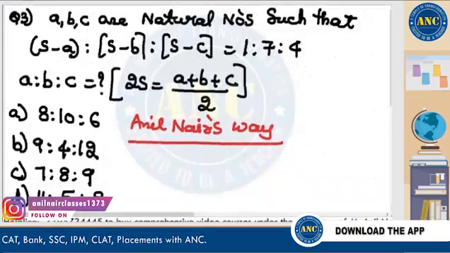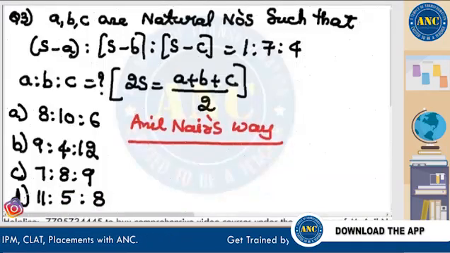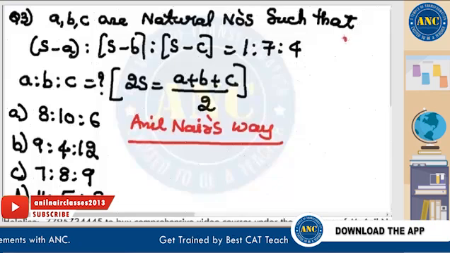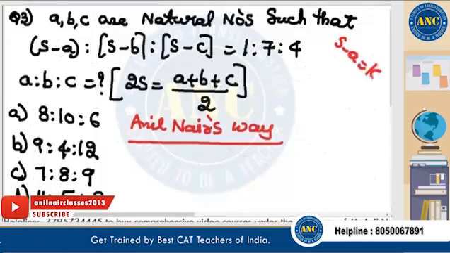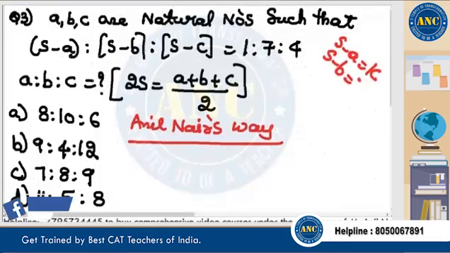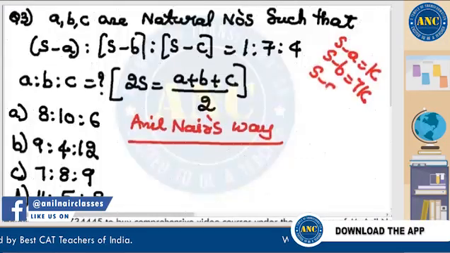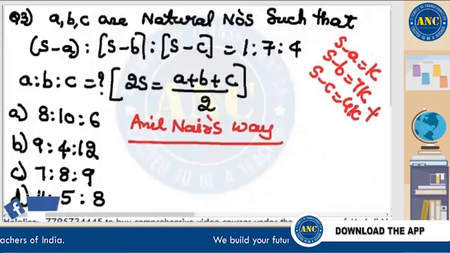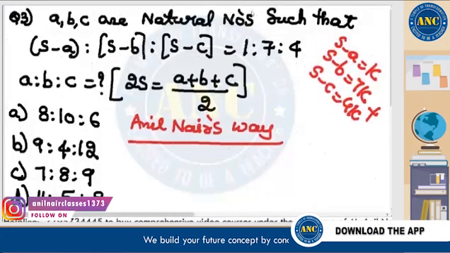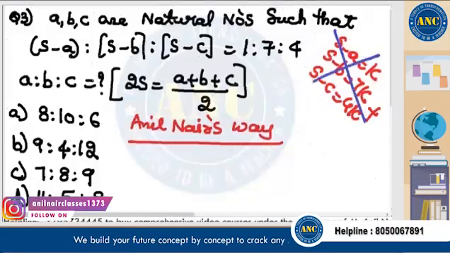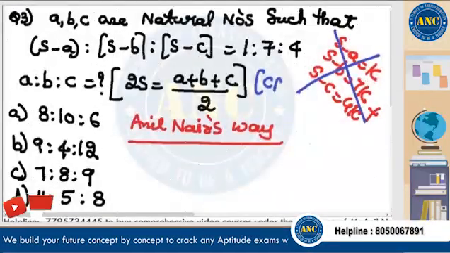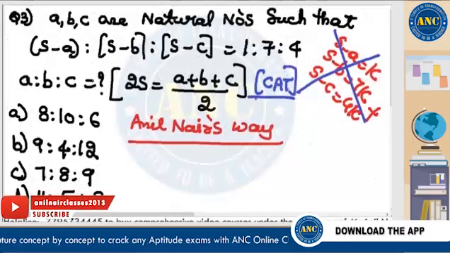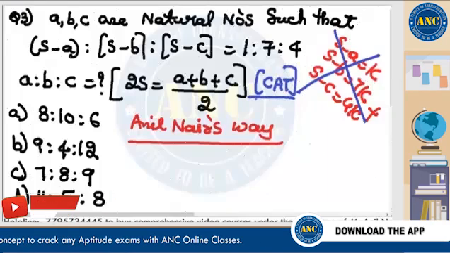What most of the students will do is say S minus A is K, S minus B is 7K, S minus C is 4K, and then add all of this. In case you are thinking like this, please avoid it. This is an original CAT question. You are here to learn the concepts from Anil Nair.